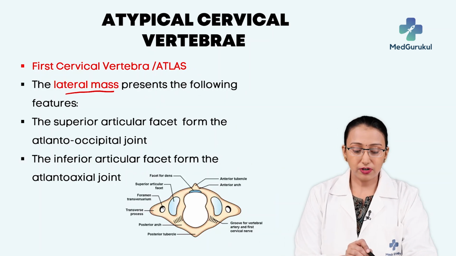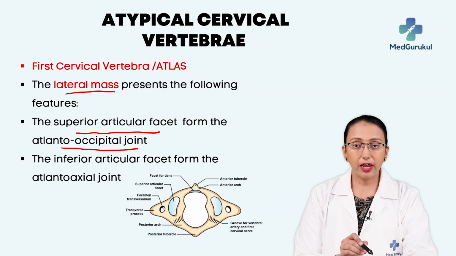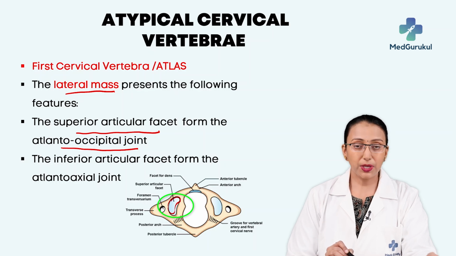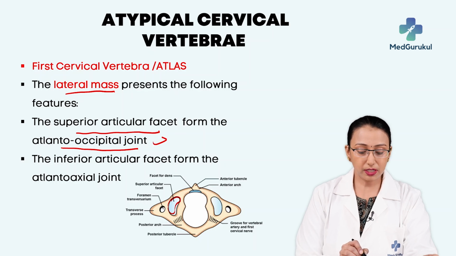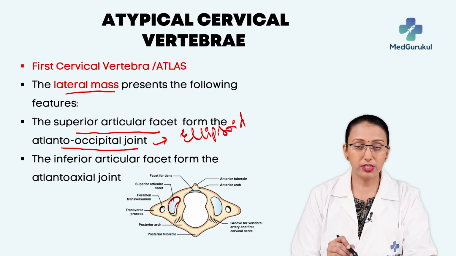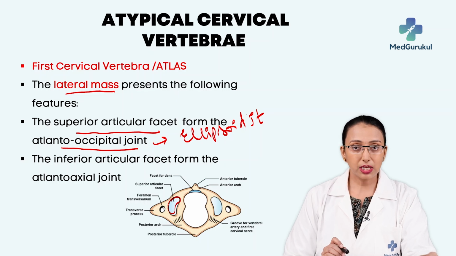Next is about the lateral mass. It has a superior articular facet which forms the atlanto-occipital joint. Here this is the concave part of the superior articular facet which will articulate with the convex surface of the occipital bone. Hence, the joint is called the atlanto-occipital joint. This is an ellipsoid variety of synovial joint, and in nodding the head, anterior and posterior, that is the yes joint. So, flexion and extension alone will be taking place here.